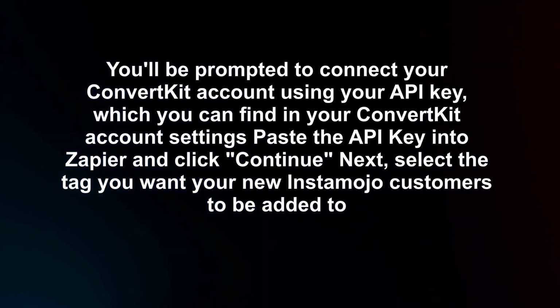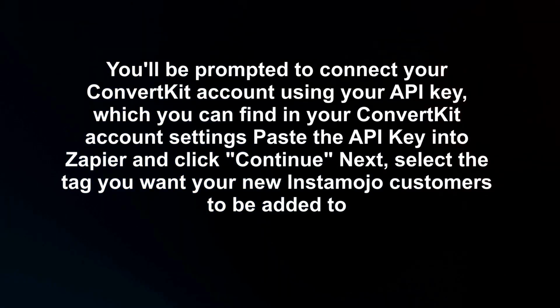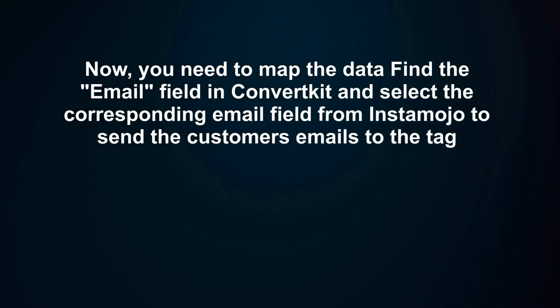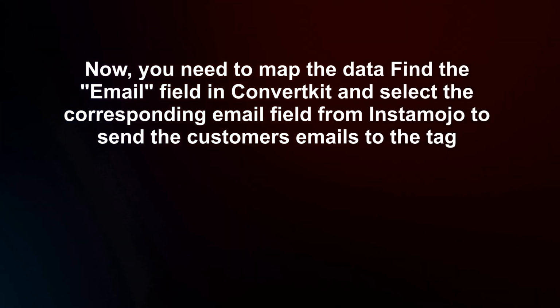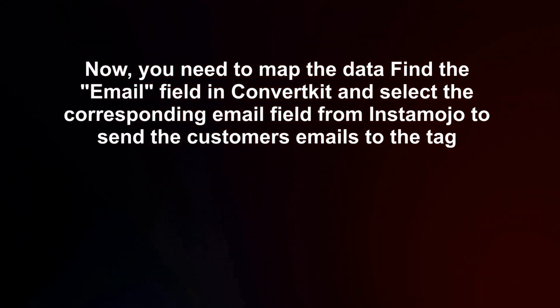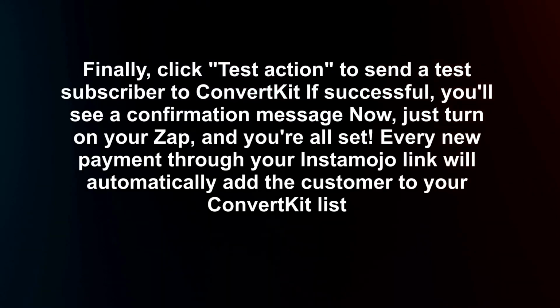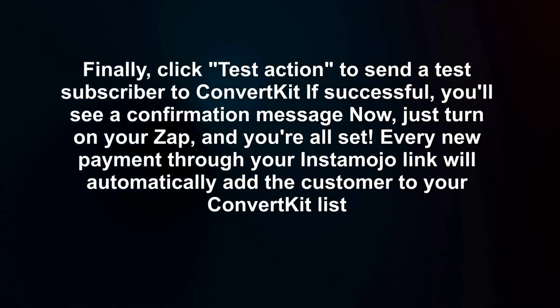Next, select the tag you want your new Instamojo customers to be added to. Now, you need to map the data. Find the email field in Convertkit and select the corresponding email field from Instamojo to send the customers' emails to the tag. Finally, click Test Action to send a test subscriber to Convertkit.